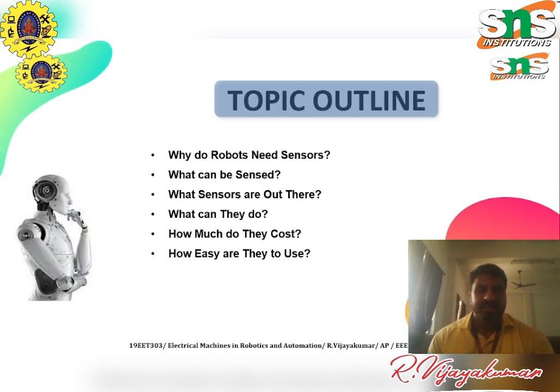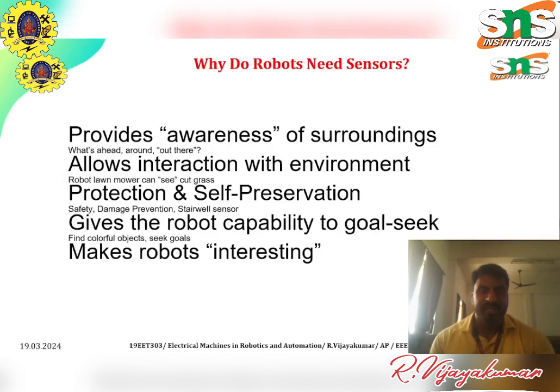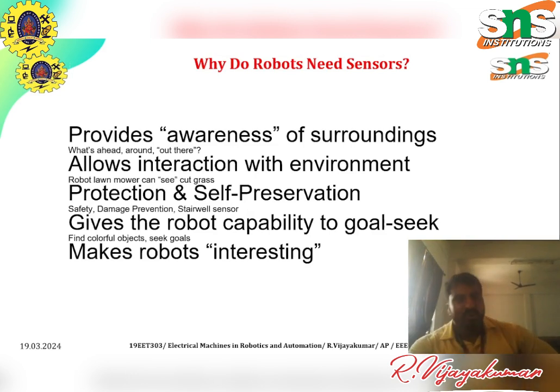So the topics outlined today are: why do robots need sensors, what can be sensed, what sensors are out there, what can they do, how much do they cost, and how easy are they to use. So these are the topics we are going to see today. Why do we need sensors? For example, they provide awareness of surroundings, what's ahead, what's out there. They allow interaction with the environment, provide protection and self-preservation, give the robot the capability to goal seek, and make robots interesting.